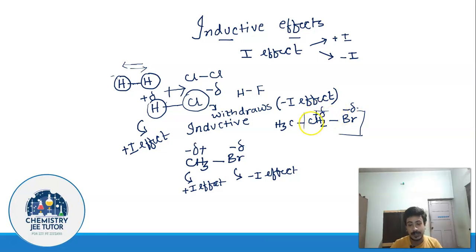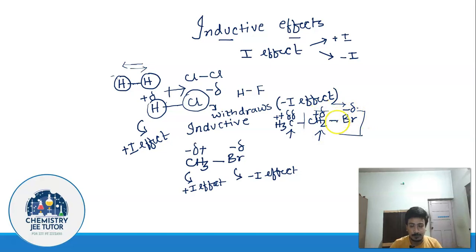Now let us consider the carbon adjacent to this carbon. This is going to have a delta positive charge. How can we explain this? Now it is something like this. This bromine is going to attract the electrons towards itself. The bond which is nearest to it is definitely going to contribute the most. So that's why the positive charge over this carbon is going to be the highest.